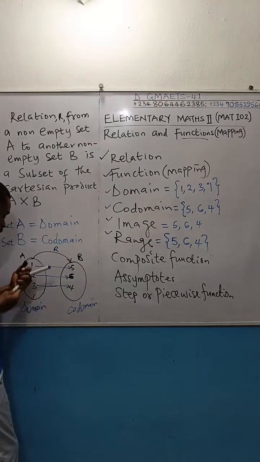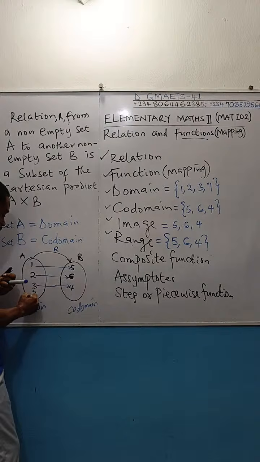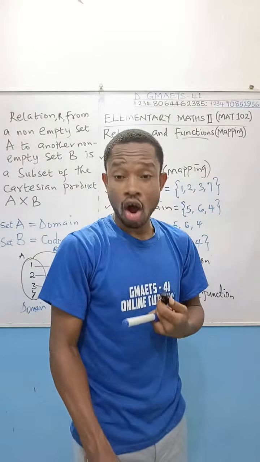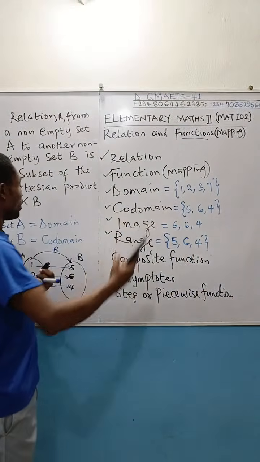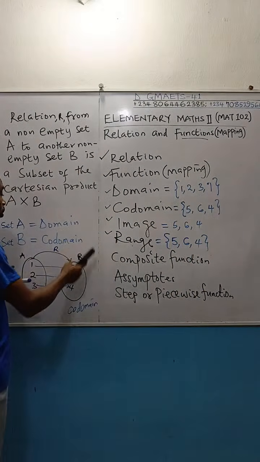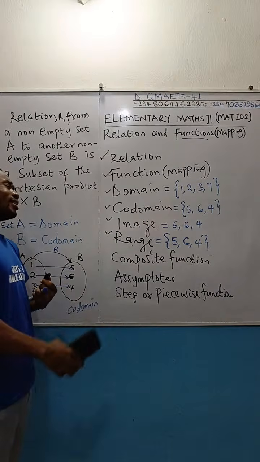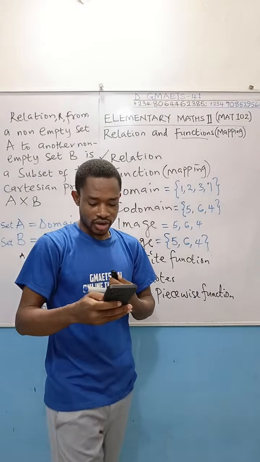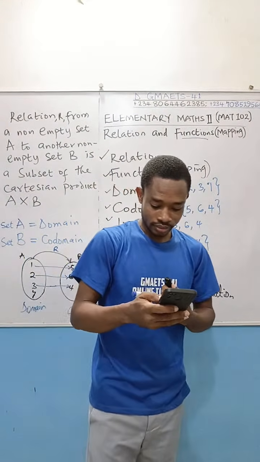All right, let's go back to what we had earlier. I want to believe you get the concept of relation, domain, codomain, and at least to an extent, image and range. Those are very clear concepts already.